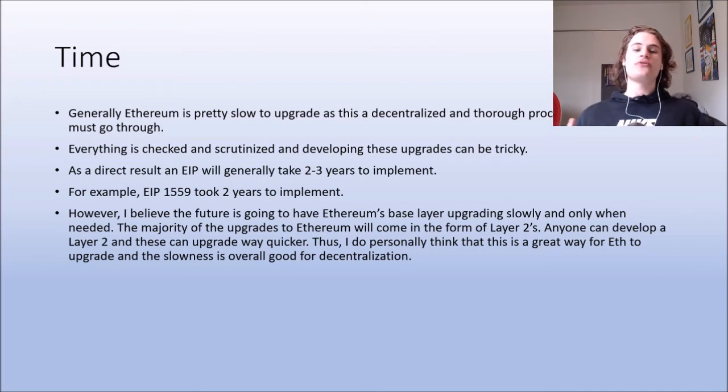The reason for this is because I believe the majority of the developments in Ethereum is going to come in the form of layer 2s. What happens is on these layer 2s, which are built on top of Ethereum, you can upgrade way quicker. In fact, you can upgrade in a matter of months if the majority of sequencers on that layer 2 want to upgrade. So things like Arbitrum and Optimism will be upgrading really fast, and all of these new layer 2s will be coming up with heaps of technology.